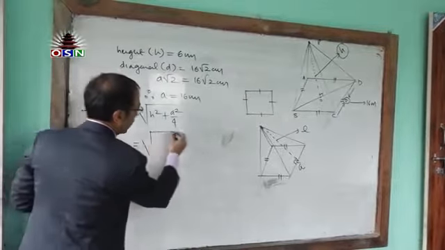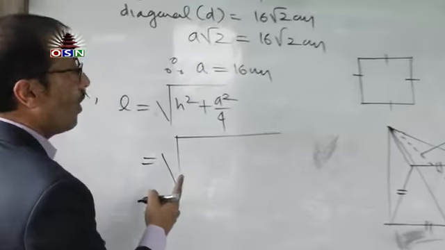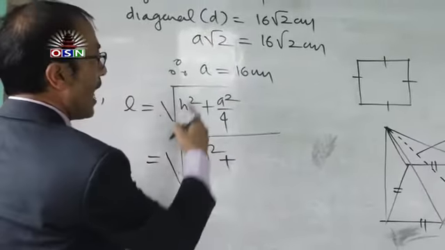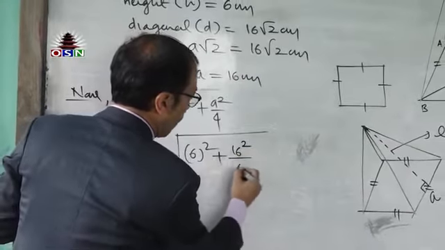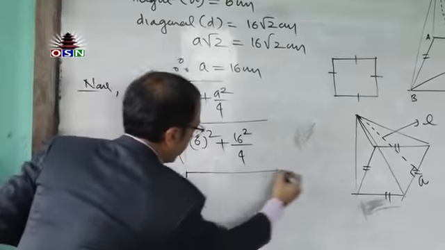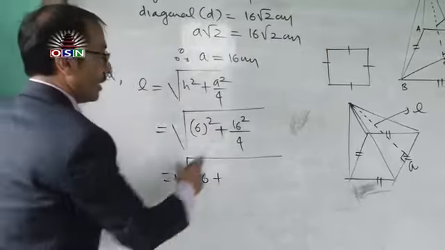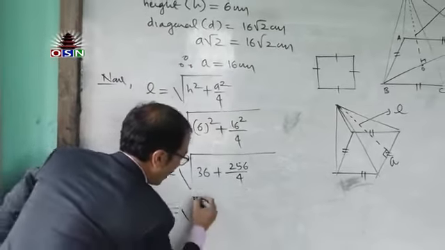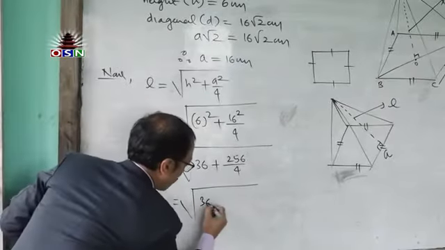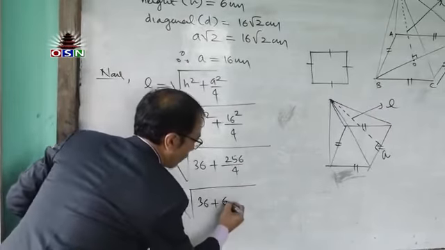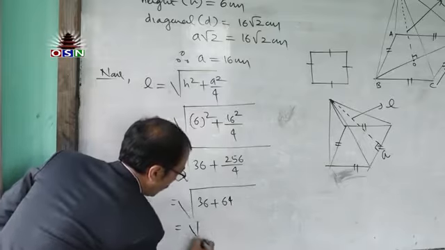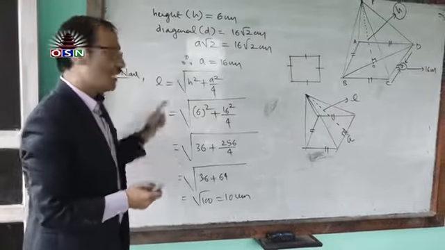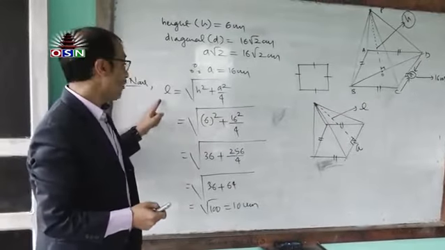Well, let's go through this process. H represents the vertical height, which is given by the question: 6 square plus A, which is 16 square, by 4. Just proceed in this way. This is 36 plus 16 square, meaning 256, over 4. My dear students, you can help me to calculate here. 36 plus, 4 6s are 24, 4 4s are 16. Then you get here 100. That means 10 centimeter. Well, we have got the slanting length.